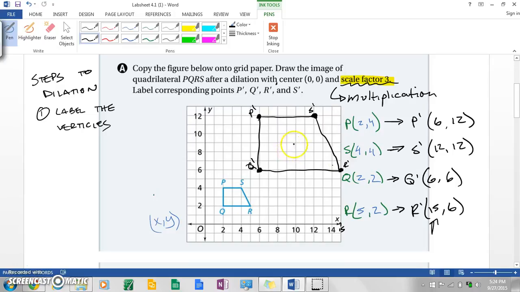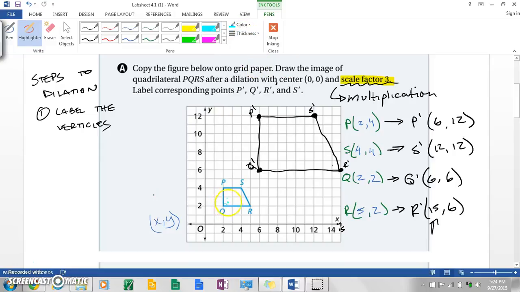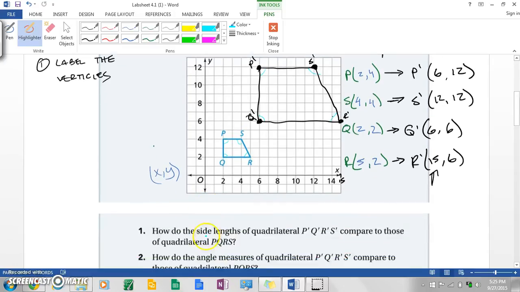Okay, you will note that this shape is exactly the same as this one. However, it is just bigger. It's just a bigger shape. All the angles inside are the same. The only thing that changed was the side lengths of the figure. Let's get into the questions.